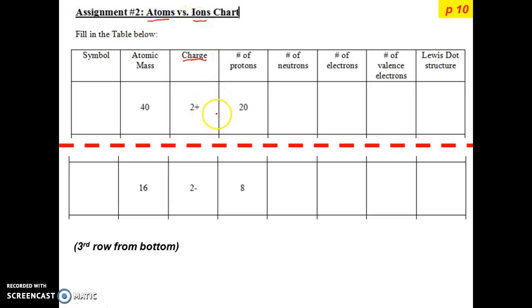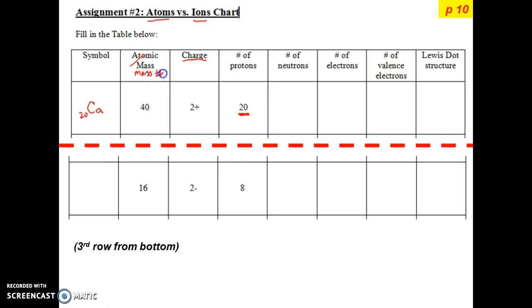Okay, here we go. In all charts like this, you look for the clues that help you fill in the missing information. And right here, the first important thing that you can find that'll help you is the number of protons, because that's the atomic number. So with 20 protons, we must be talking about good old calcium. You can find it on your periodic table. Atomic number is 20.